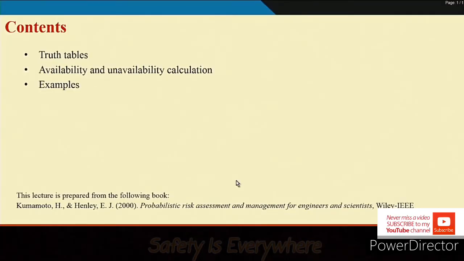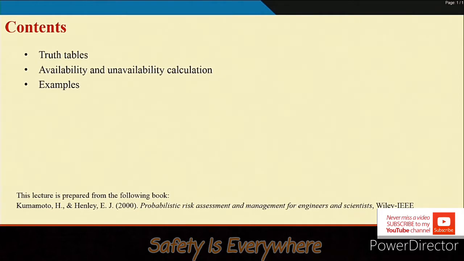The contents of today's presentation: we first describe truth tables with different gates, the AND gate, the OR gate, and a mixture of AND and OR gates. We will also show when the traditional approach is not working, and under such situations how the truth table will help us compute the availability and unavailability of a system, and we will show some examples.